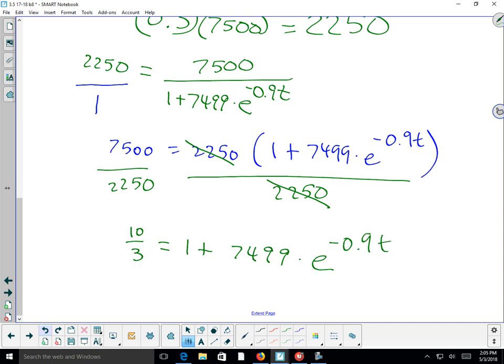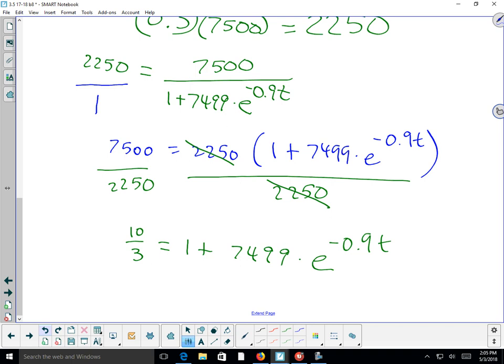Does that look okay? All right, we're still trying to solve for t. What's going to be our next step, Emma? Well, we're trying to solve for t, and we've got e raised to some power that we really can't touch yet until we get that by itself. So I think we have to get rid of the 7,499, and we also have to get rid of the 1. So what should we subtract?